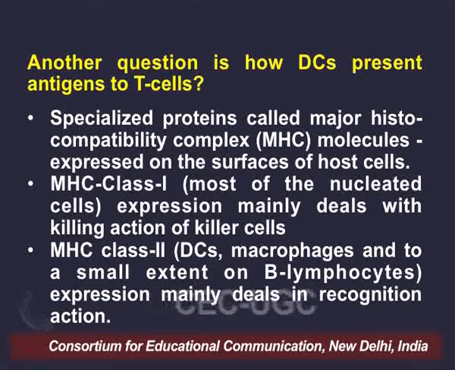This is performed with the help of specialized proteins, and as we have already discussed, there is an upregulation in the expression of MHC class 2 response. So dendritic cells basically cause an upregulation of MHC molecules. What are these? There are two types of MHC, class 1 expression and MHC class 2 expression. Class 1 is expressed by most of the nucleated cells, and its expression mainly deals with the killing action of the killer cells.